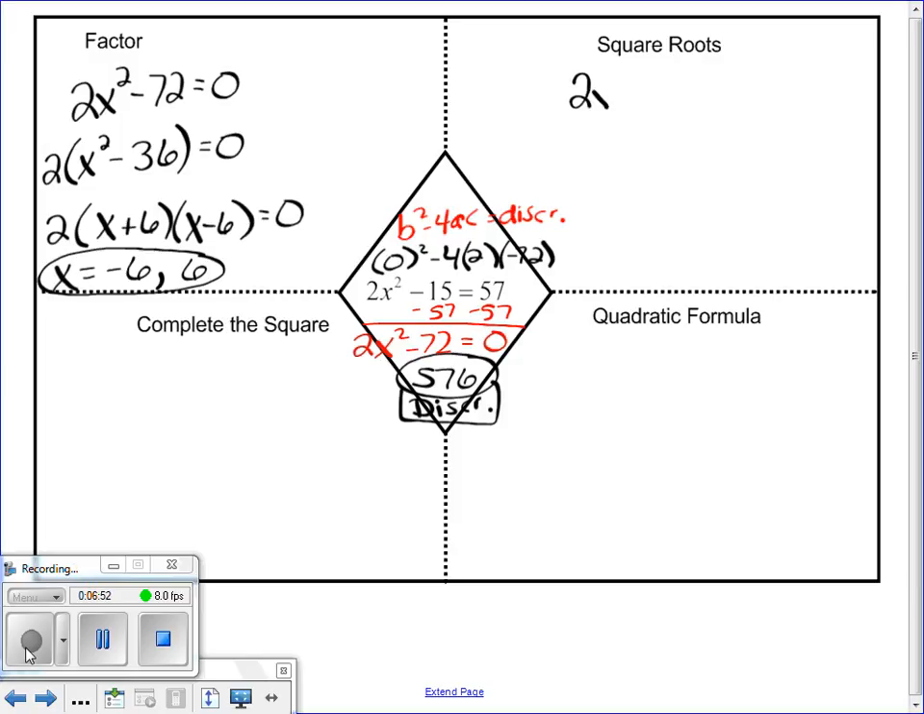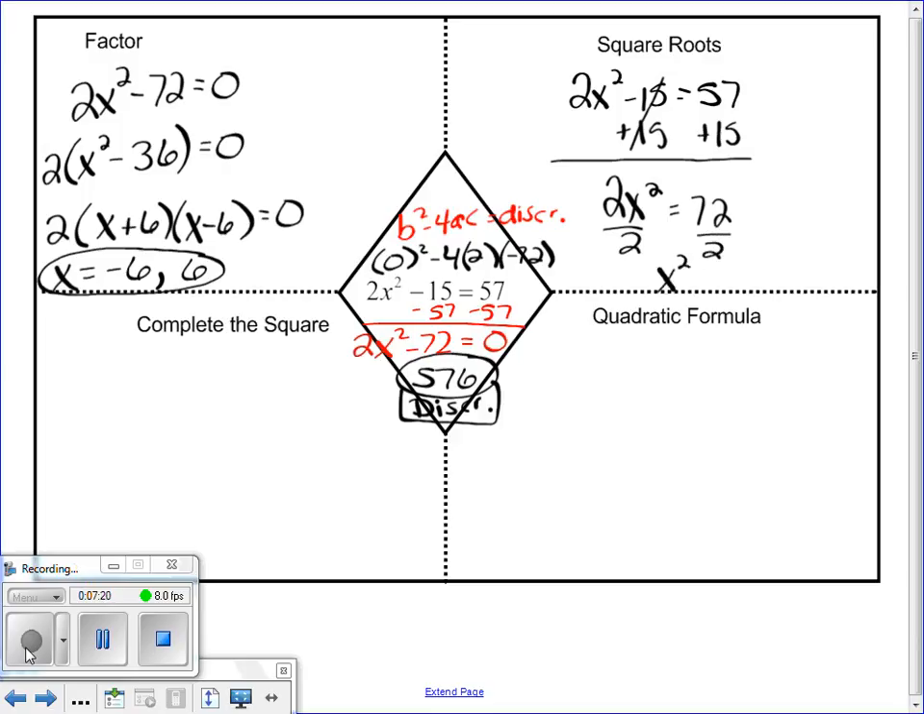So 2x squared minus 15 equals 57. So square root method, equal to 0 or no? No. I want to get the squared term by itself. Good. Add 15. 2x squared equals, good, 72. Then what? Divided by 2? So x squared equals 36.